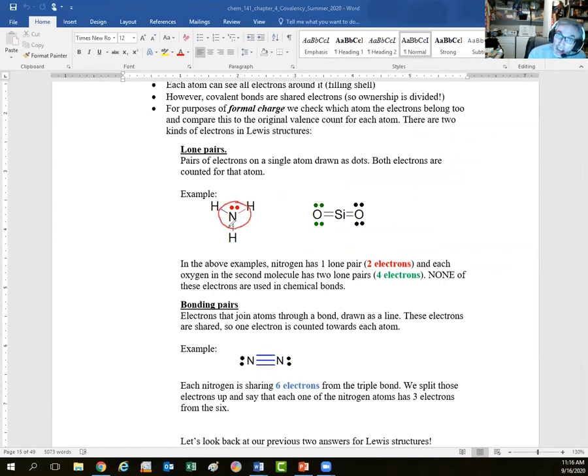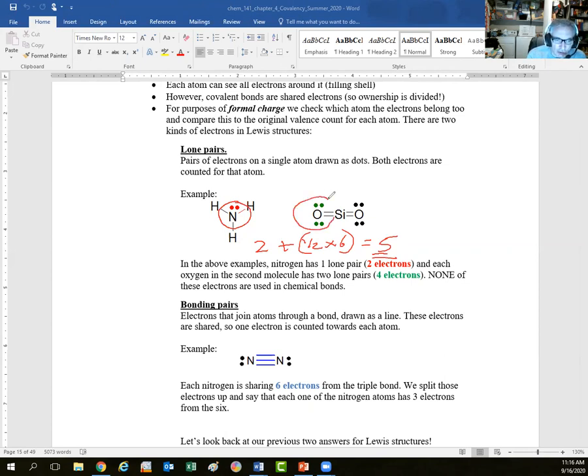Because it has an octet, it has 8, but it's got 2 lone pair electrons which belong to it, and half of those 6 bonding electrons. So also coming out with an answer of 5. That's what we expect because, of course, nitrogen is the 5th element in that period, and it needs to borrow another 3 to make up its octet, so that makes sense.